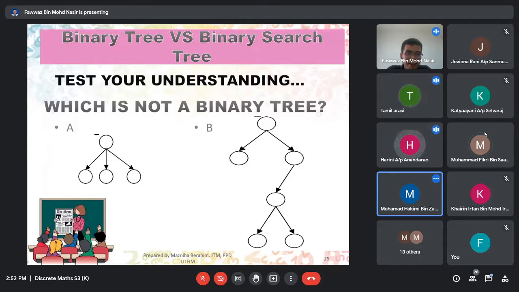Okay, sebab dia ada, because it has more than 2 children. Okay, so this one is not a binary tree. Okay, jadi boleh ada apa-apa soalan untuk this subtopic? Tak ada sir. Okay, ya.